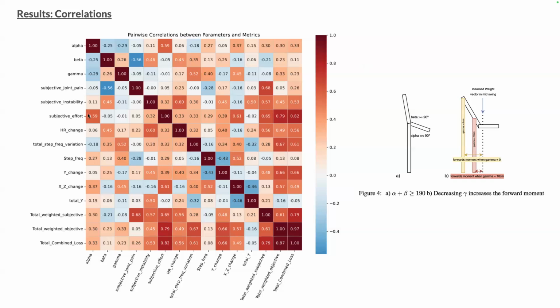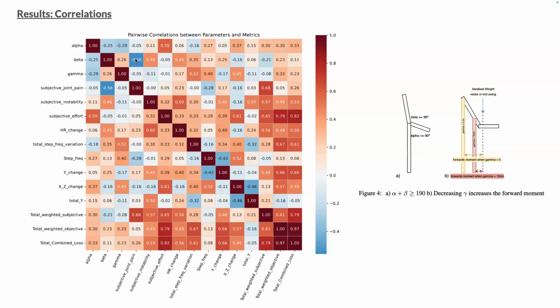And subjective effort has an 82 percent correlation with the overall loss. In other words, if you were to simply ask someone how effortful this crutching is, that is pretty well correlated with the instability, the effort, and the pain. So this is already suggesting that alpha is a pretty important parameter to optimize this crutch.